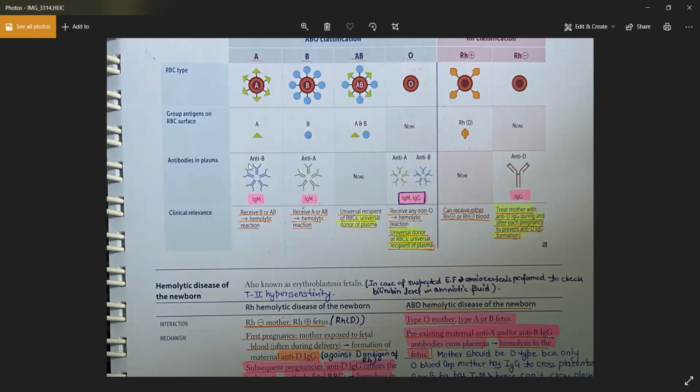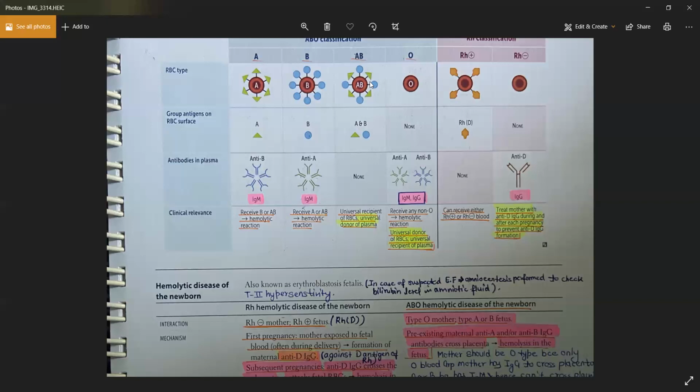Yeah, but why can't AB be a universal recipient of plasma? It has the AB antigen. If you give the anti-A antibodies, they will attack the RBCs, and if you give the anti-B antibodies, they will attack the RBCs. Hemolysis will occur, right?